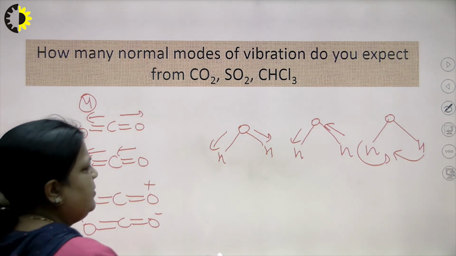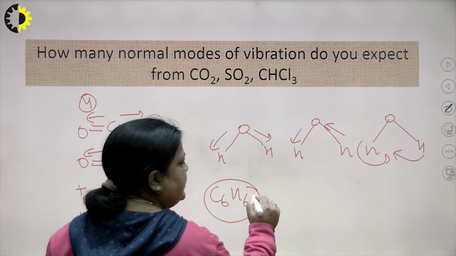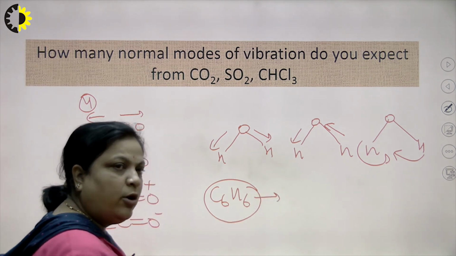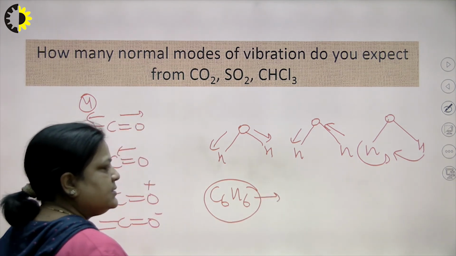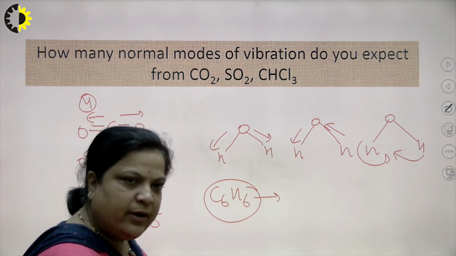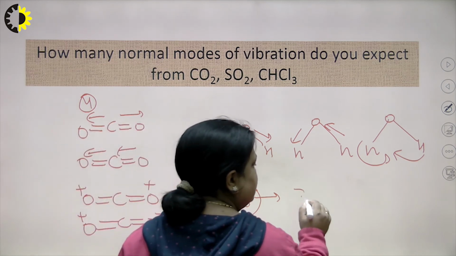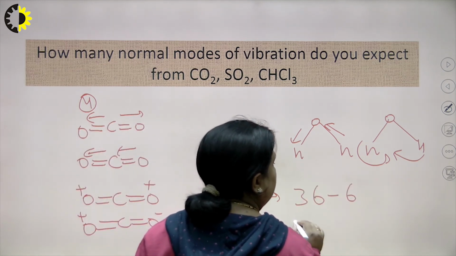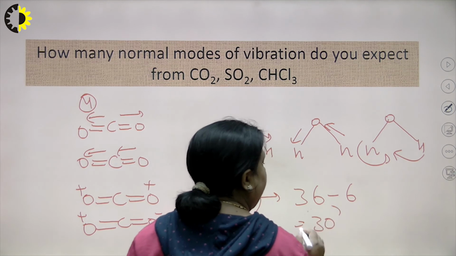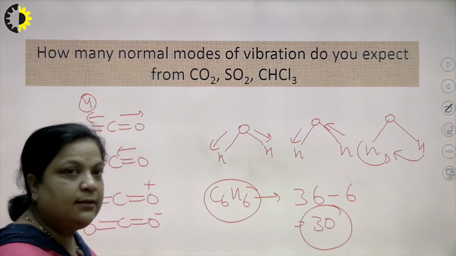Suppose the examiner asks how many modes of vibration in C6H6. In C6H6, it is planar, that is non-linear. So, 3n minus 6. The number of atoms is 12, 6 atoms of carbon and 6 atoms of hydrogen. So, 12 into 3, 36 minus 6, the answer will be 30. So, in benzene we can say that the possible vibrations are 30.